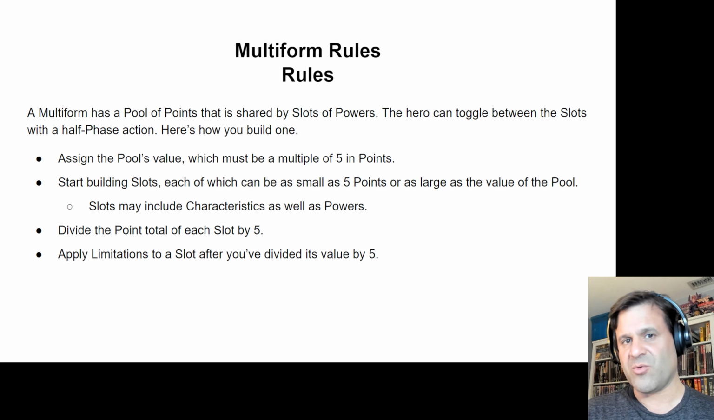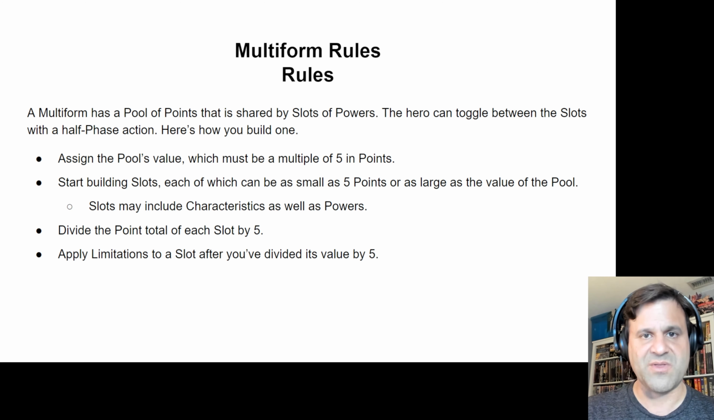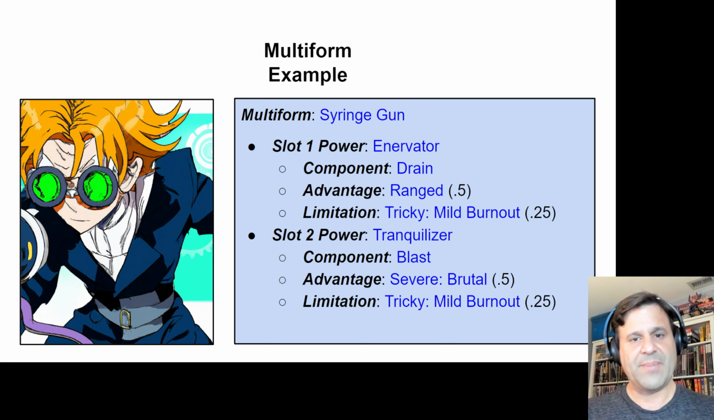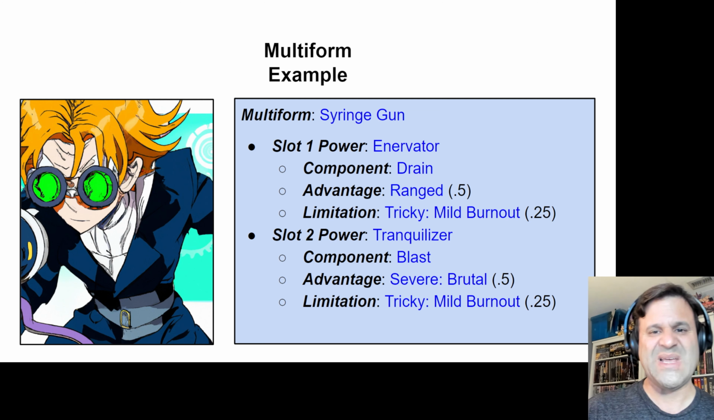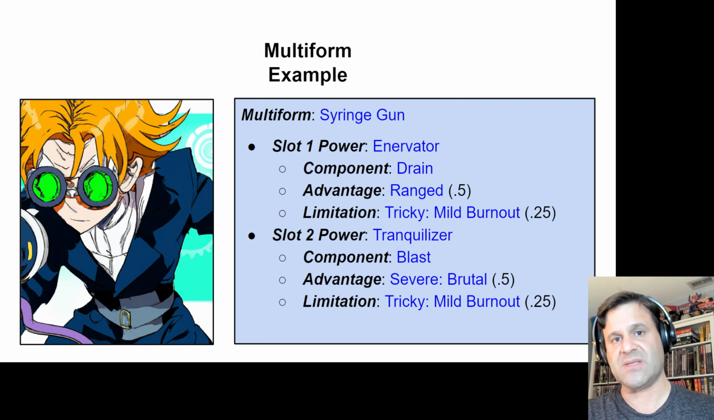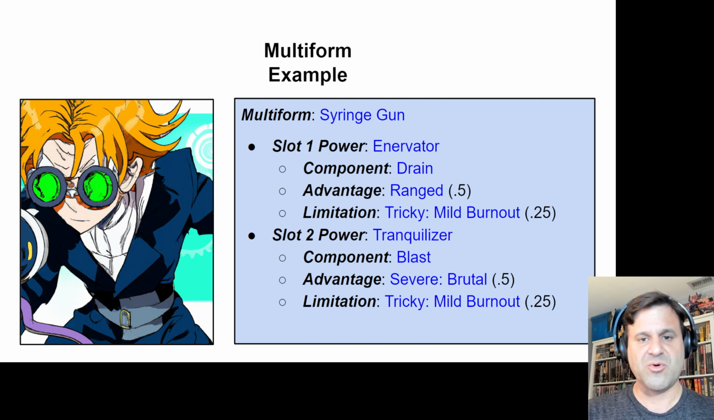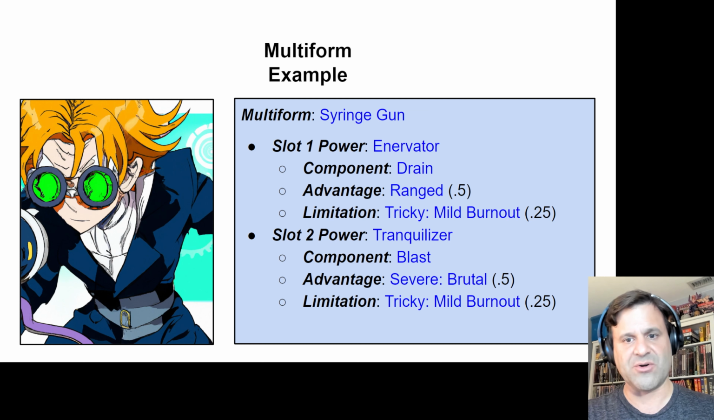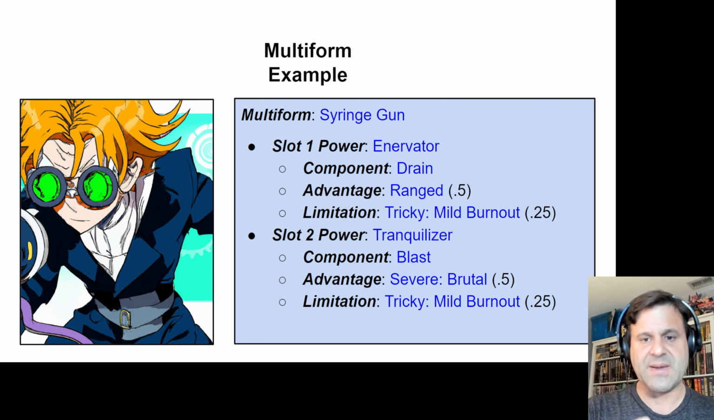Let me show you the power that we're going to use to demonstrate how to work with them in the hero calculator. The power we're going to use is a syringe gun. This is a modular weapon that fires different types of syringes with different serums in them. In this case, we're going to build two of its cartridges. One is an enervator serum, which will drain the target's endurance. We're going to attach the advantage ranged to that because normally drain is not a ranged power.